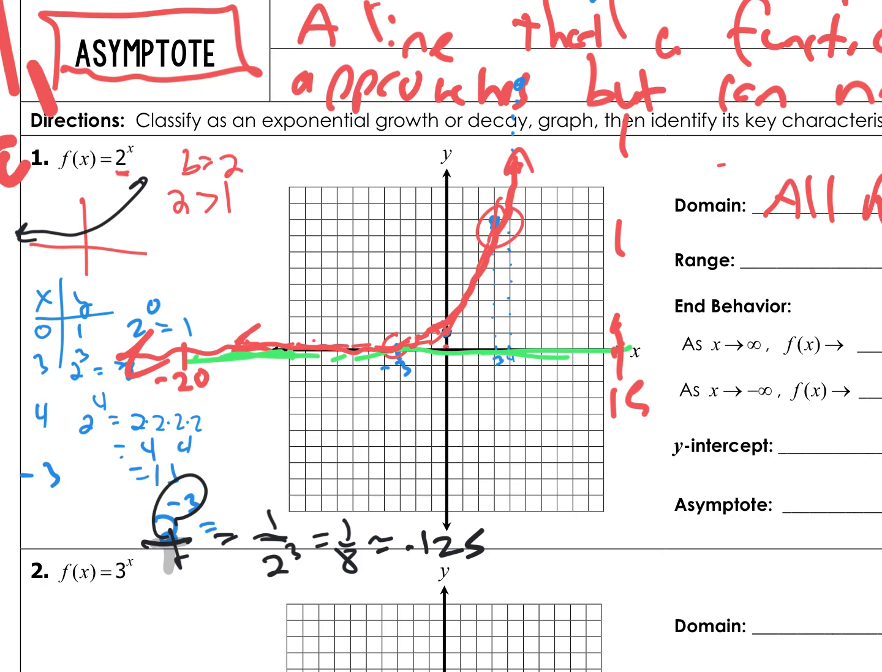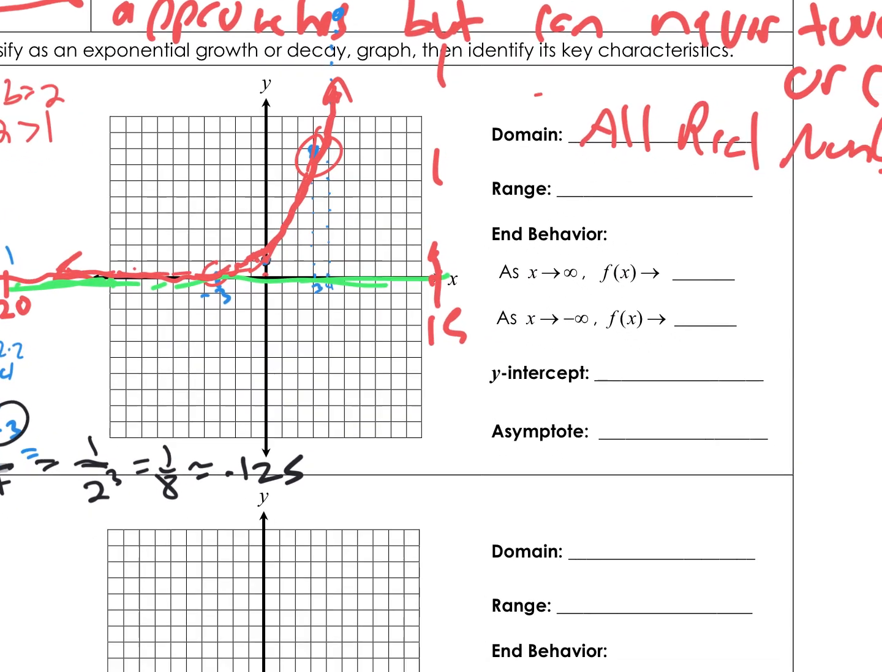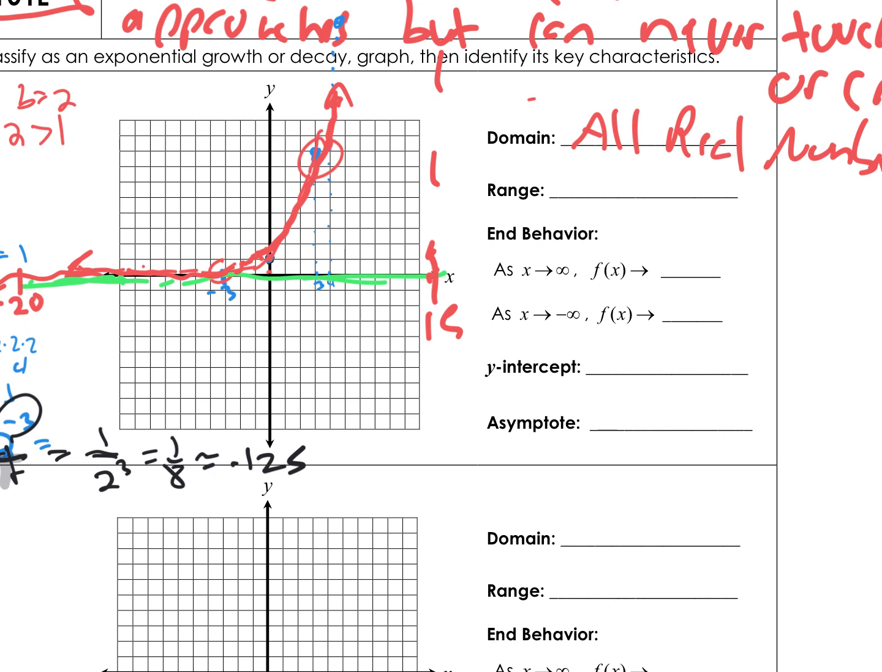It cannot touch it. I don't think it asks for the asymptote. Oh, yeah, it does down here. The asymptote is the equation y equals 0. That means you cannot cross it. Everything has to be above it in this particular picture.